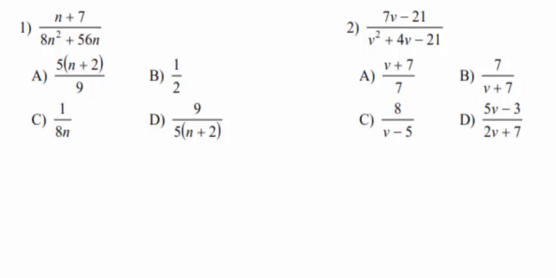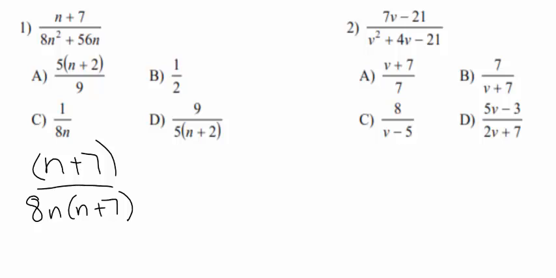Alright, so we need to look at number 1 here and see what we can factor out. The numerator has nothing in common, so we're going to have to pull out what the denominator has in common. If you look at that, they both share an 8n as their greatest common factor. So we would factor that out, and we'd be left with n plus 7. So now we can look at this and say, well, the n plus 7 is reduced to 1, so we'd be left with 1 over 8n.